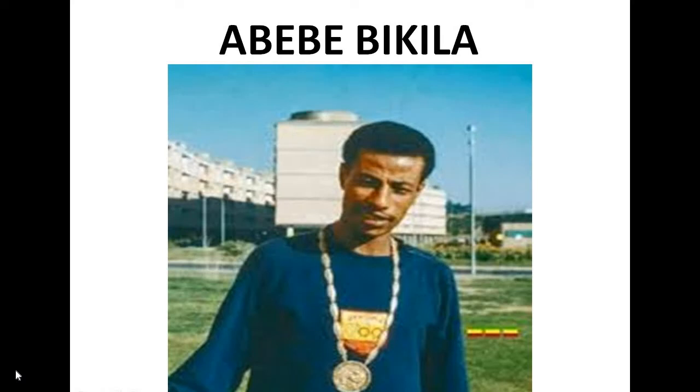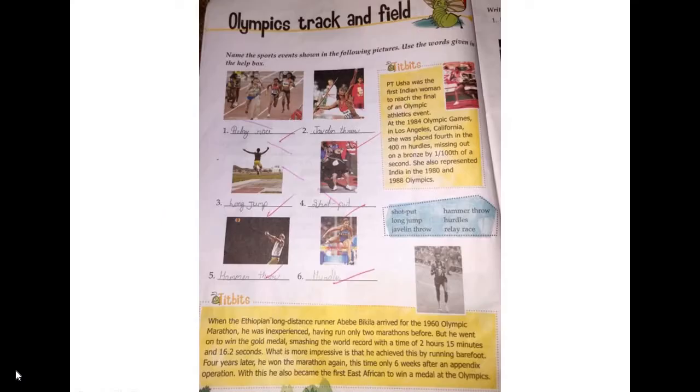Now, the next athletic sports star who is mentioned in your book is Bekele. He was very famous for running barefoot. He was an Ethiopian. It is the name of the place where he was born. He is an Ethiopian long distance runner.